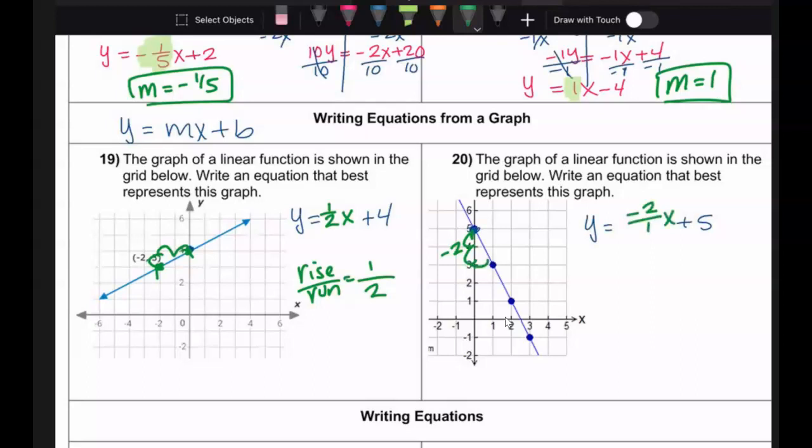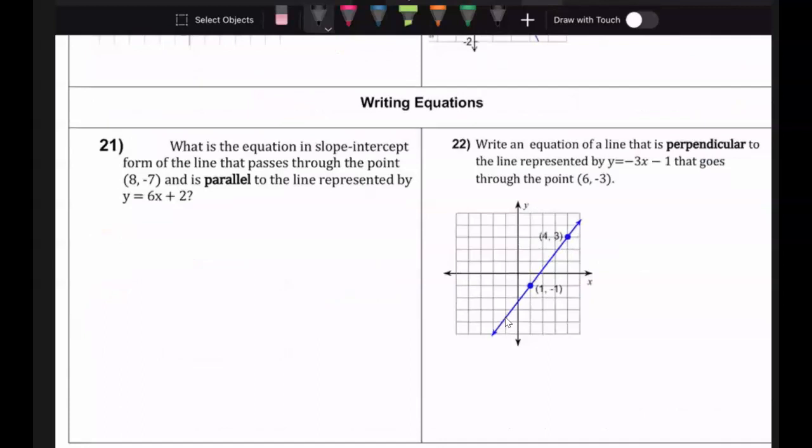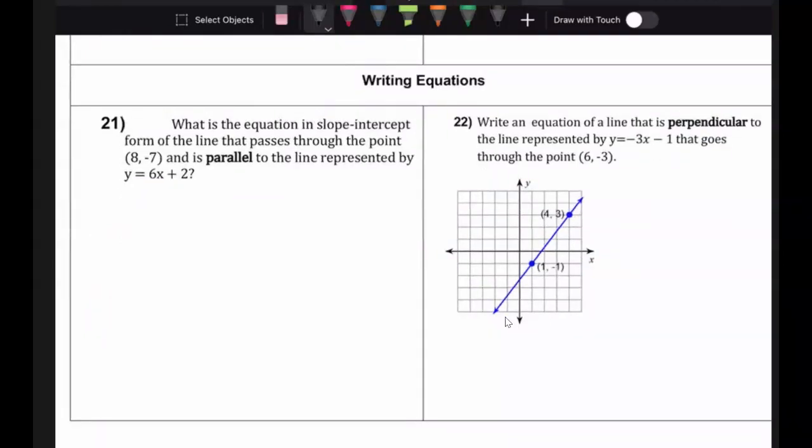Now simplify your fractions if possible. I know that negative 2 divided by 1 is just negative 2. So a simpler way of writing this equation is y equals negative 2x plus 5. For writing equations, this is what you saw in Unit 5. So the rest of the review is the most recent stuff we have done, and you just got tested on it. For writing equations, when you are writing equations, we are using this formula. Y minus y1 equals m, x minus x1.